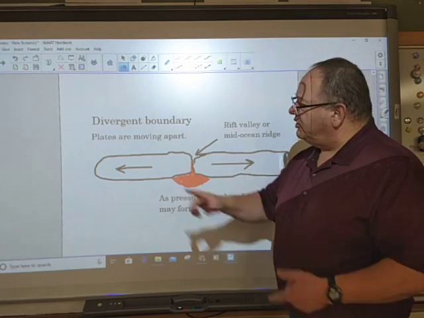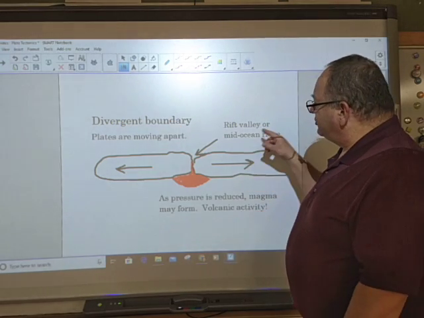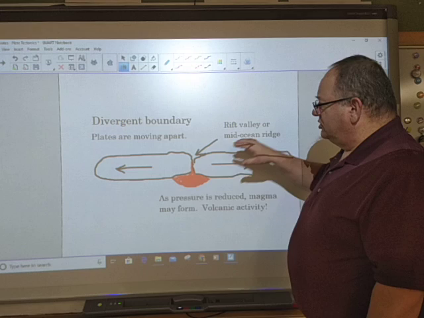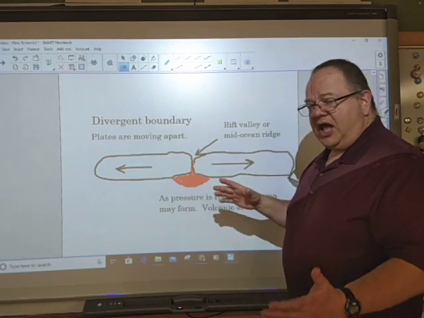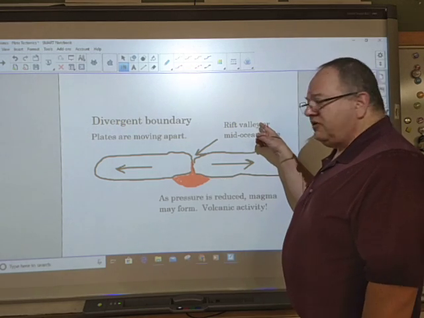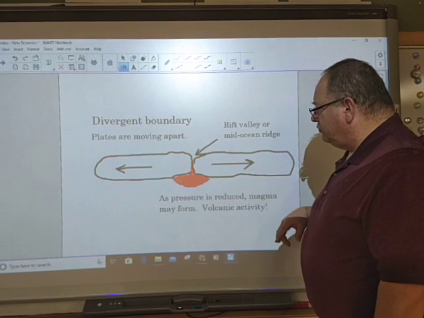So I said I want you familiar with the different boundaries. I also want you familiar with what features. So what are some features we could find at a divergent boundary? We could find rift valleys. We could find mid-ocean ridges.